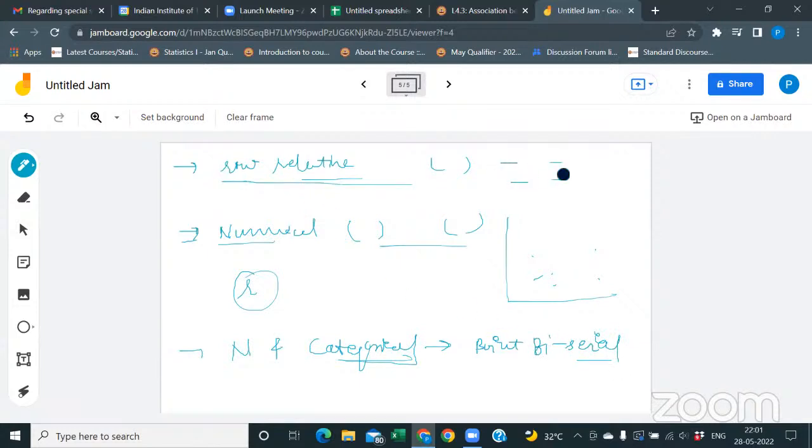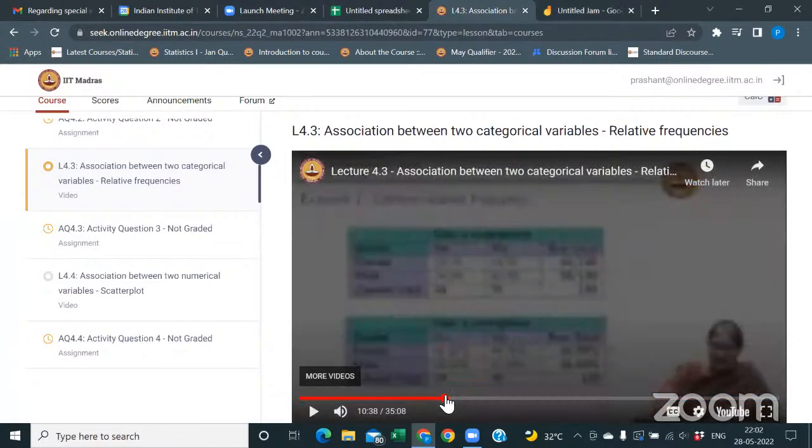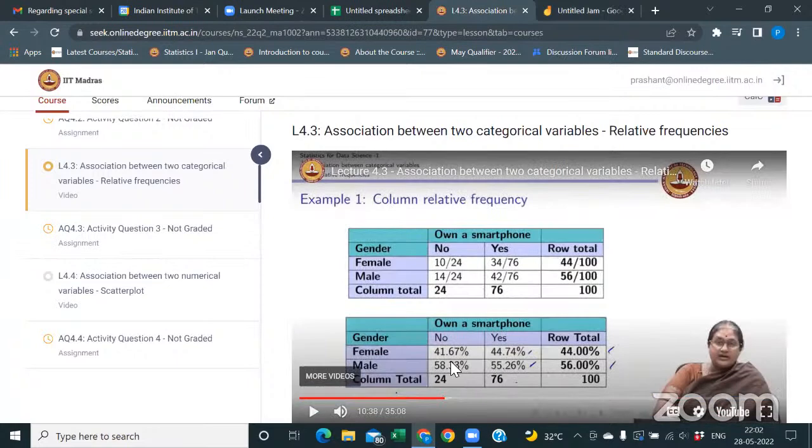If row relative frequencies or column relative frequencies are the same, then there is no association. But the relative frequencies may not always be exactly the same. There might be some difference, like 1% or 2%. Same means approximately same. Sir, how much approximately same? What difference should we consider significant? See, in the lecture video, there is a difference like 41 and then 58. There is a lot of difference.